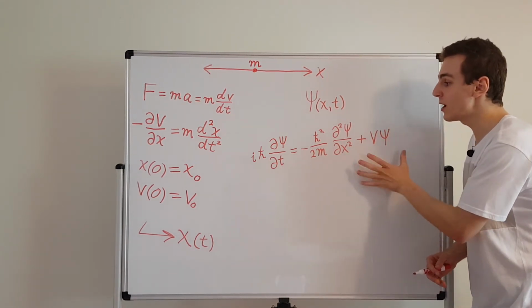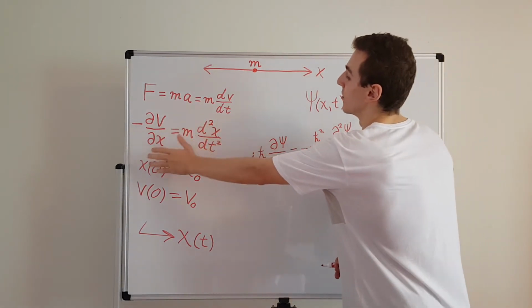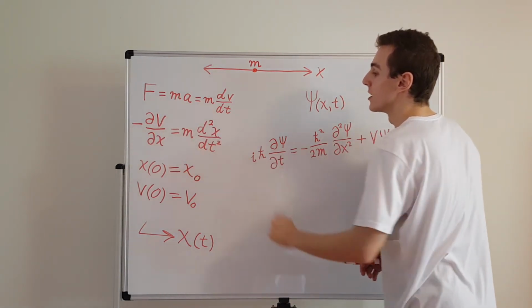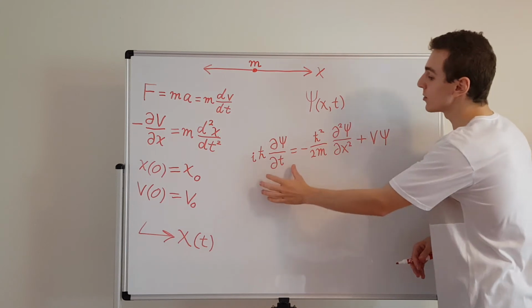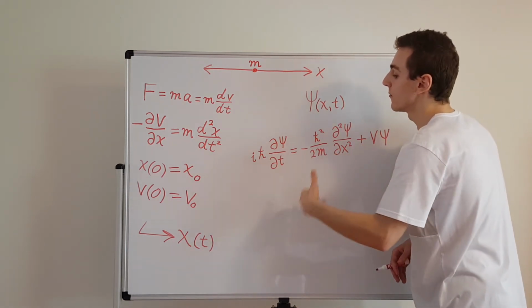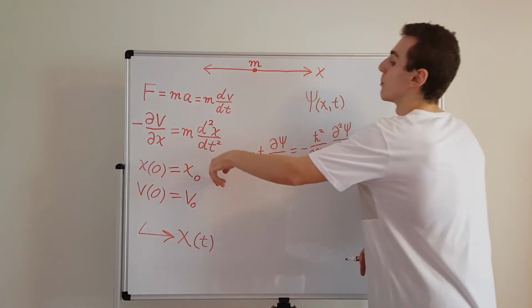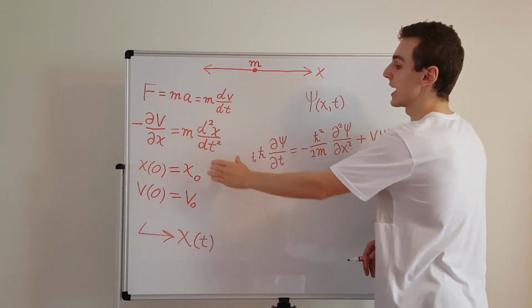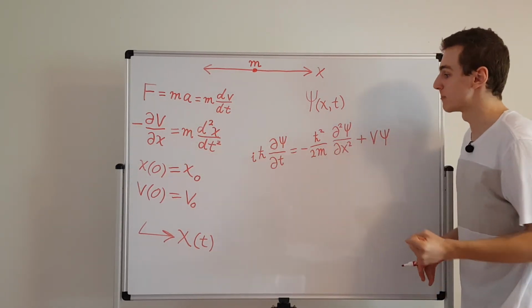So this looks very, very different to this type of equation over here. We only have a single derivative with respect to time. So we're just looking at the first derivative. We're not looking at the second derivative, as was the case here, where we had acceleration.